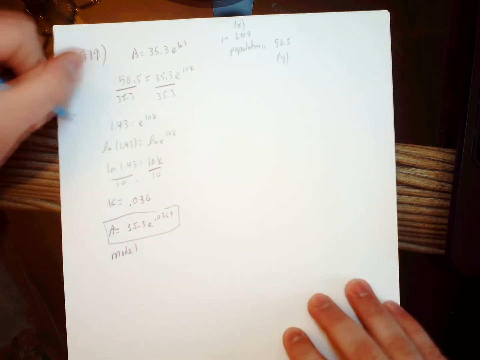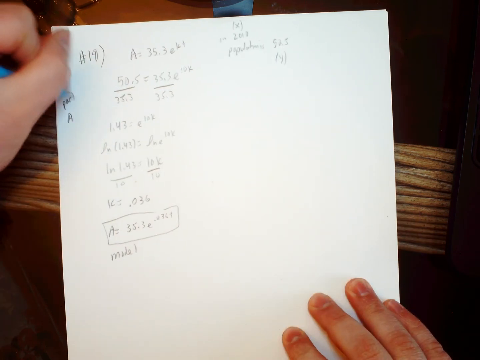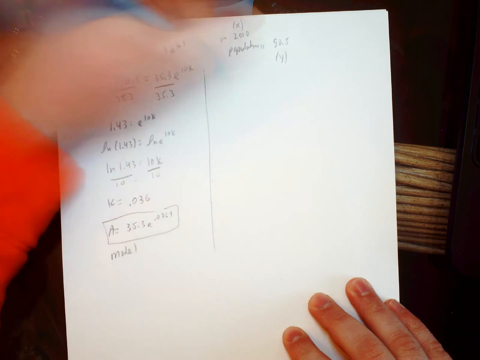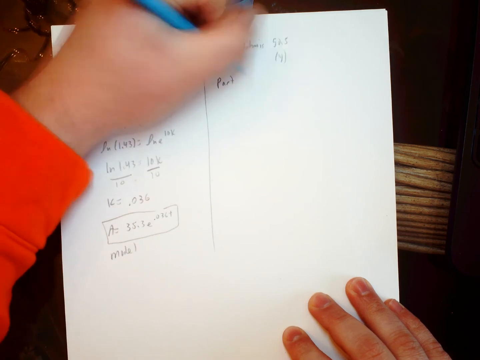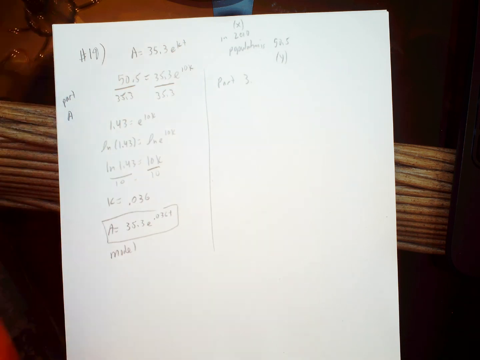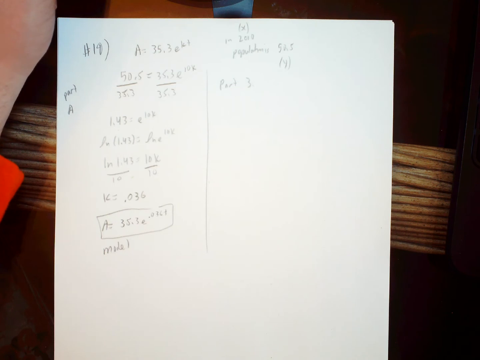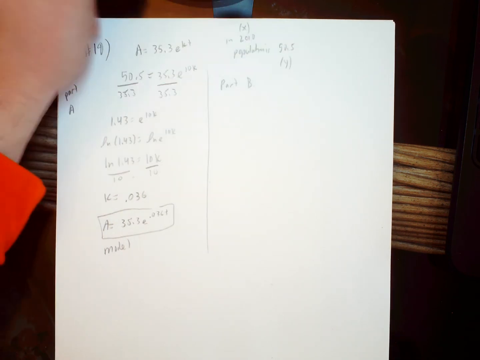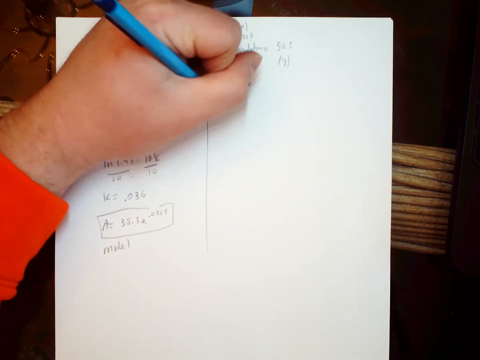Let's do part B. Part B says use the model, with k calculated, to project the Hispanic population in 2015. So this one's nice and easy. 2015 is just 15 years after 2000. So we're going to use our model.